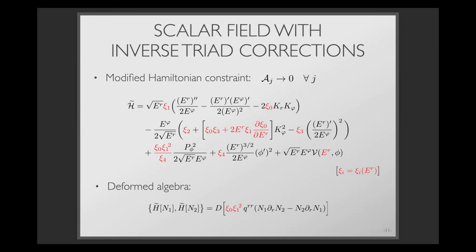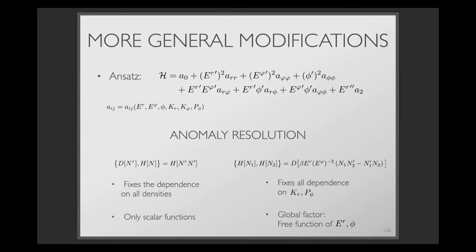This is a very interesting model with inverse triad corrections, but as I mentioned at the beginning of the talk, we would like to implement holonomy modifications to reproduce similar results to those found in cosmological scenarios. Hence, we extend our assumptions and suggest a general ansatz, which is quadratic in radial derivatives of the triad components and the scalar field. Here, the free functions A depend on all the six variables of the model.